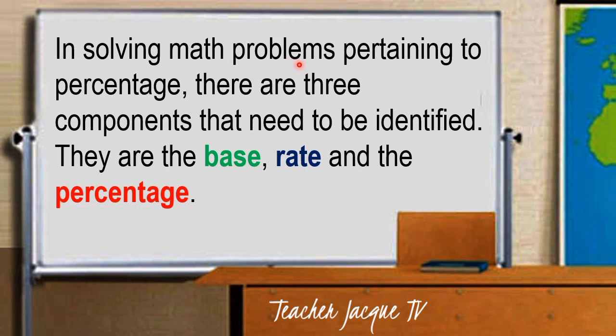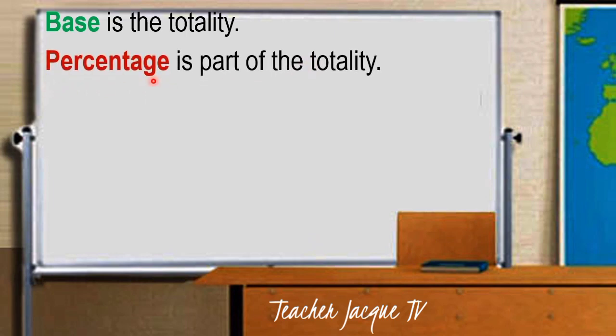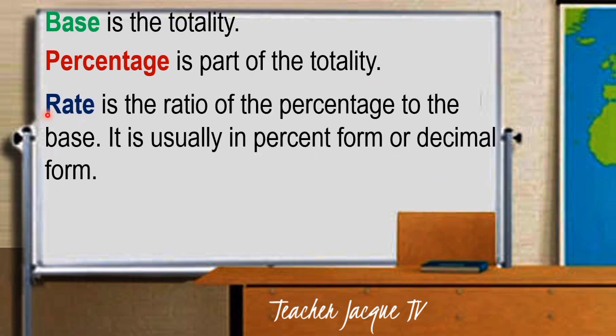In solving math problems pertaining to percentage, there are three components that need to be identified. They are the base, rate, and the percentage. Now, let's have the definition of base. When we say base, it is the totality or the whole. Next is percentage. It is part of the totality. And then when we say rate, it is the ratio of the percentage to the base. It is usually in percent form or decimal form.